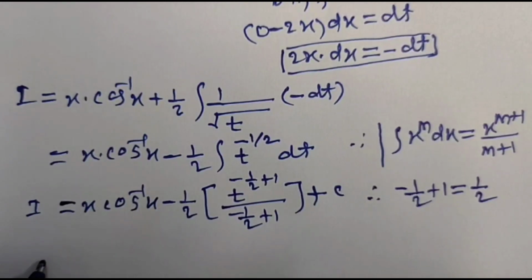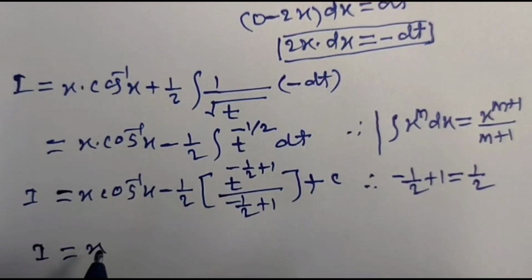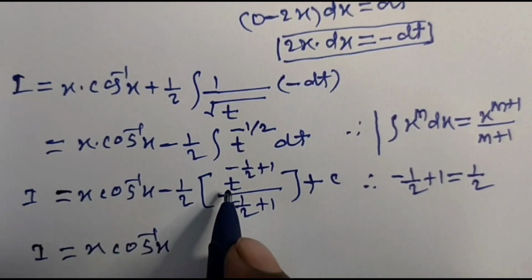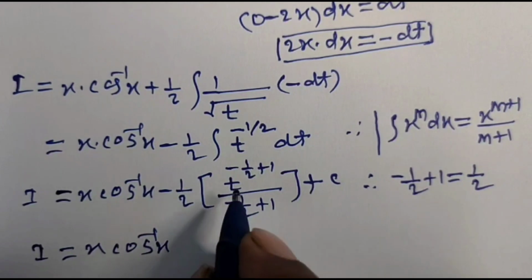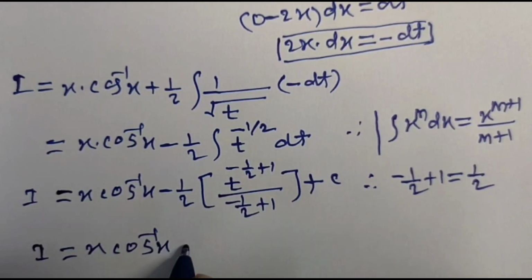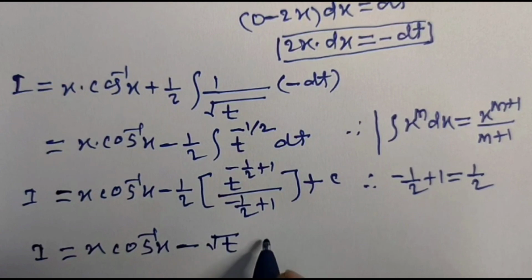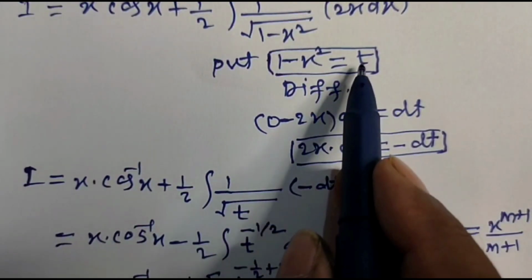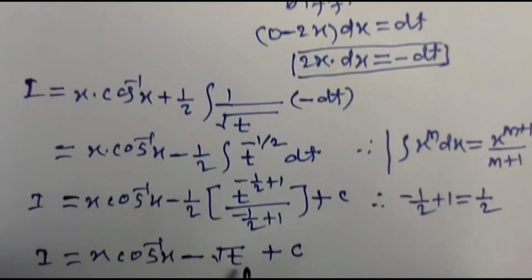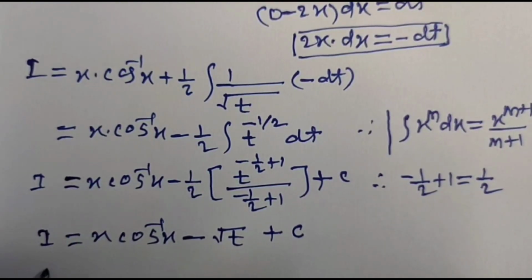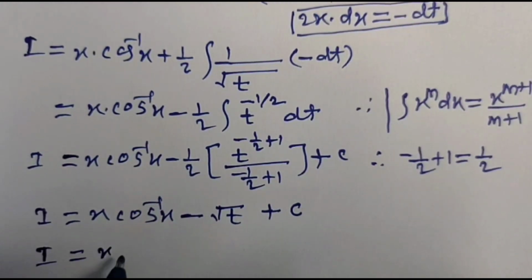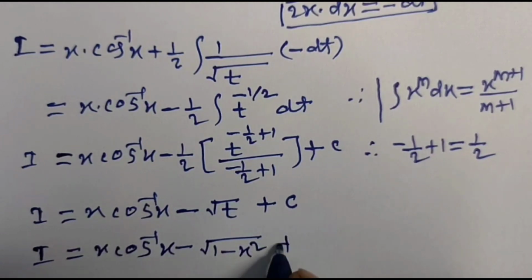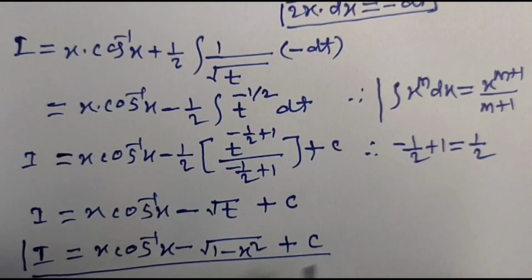So I is equal to x into cos inverse x. This half and this half get cancelled. Remains only t to the power half, and you know t to the power half is nothing but root t. So we can write minus square root of t plus integral constant c. Now replace t. We have considered t is equal to 1 minus x square. Put it here, so I is equal to x into cos inverse x minus square root of 1 minus x square plus integral constant c, and this is the final answer.